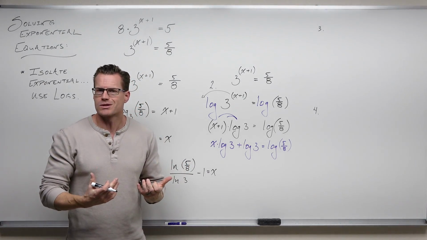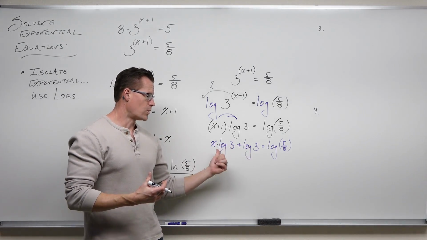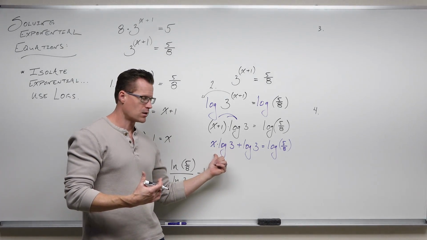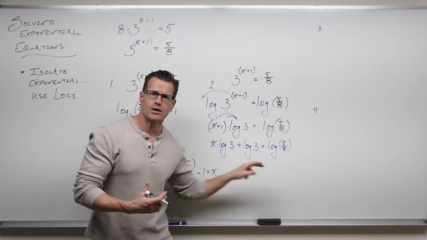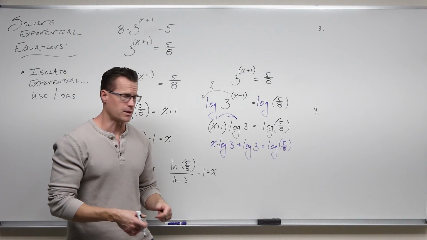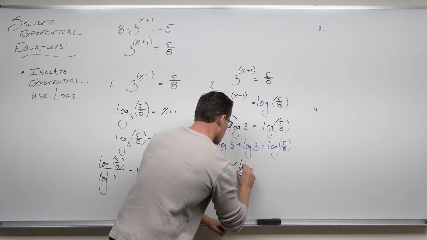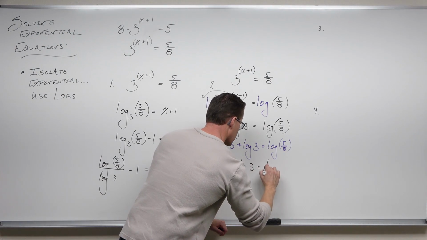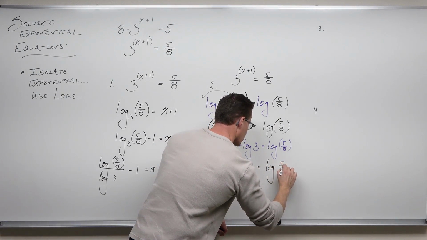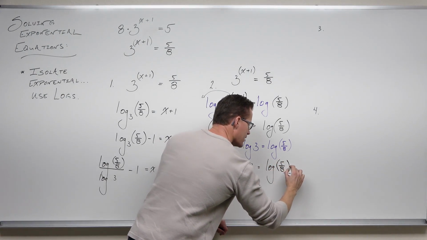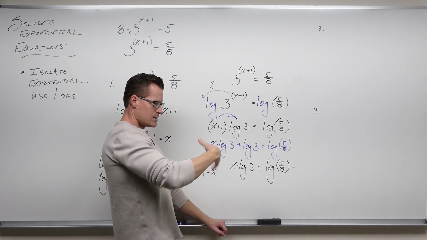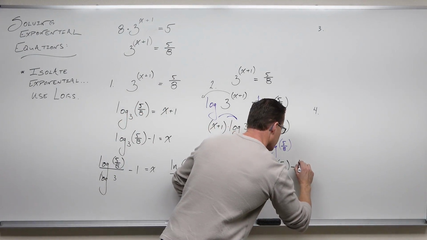Here, we're kind of doing the same thing. We're getting our x terms on one side. That's this one. That's already there. This is not an x term. That means you got to get rid of it so that you can divide appropriately. We're going to subtract log of 3. I'm still keeping that 5/8 in parentheses so I don't accidentally subtract.